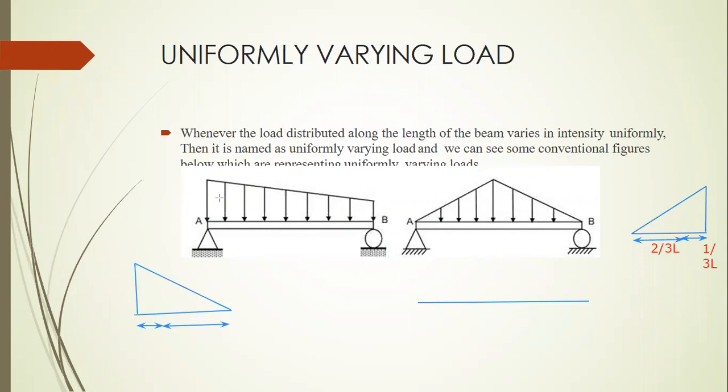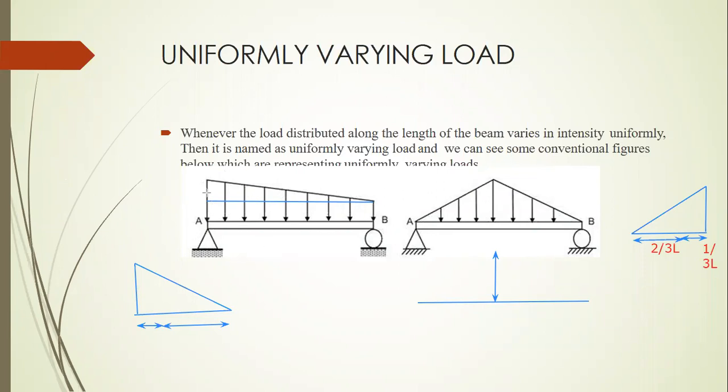So the distance will be 1/3 and 2/3, but in case of a regular triangle, other than a right angle triangle, the distance will be exactly at the midpoint. Okay, now if you want to find the equivalent point load for a trapezoidal load, what we have to do is divide it into two parts. One is a rectangle, one is a triangle.